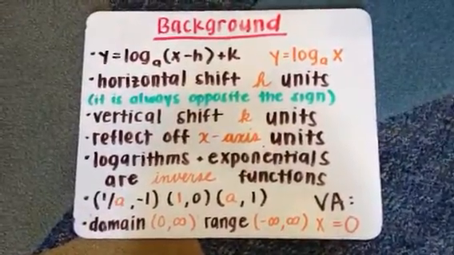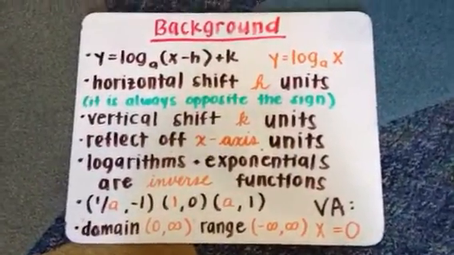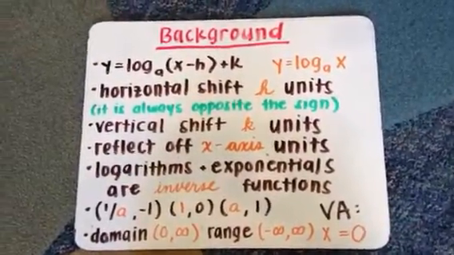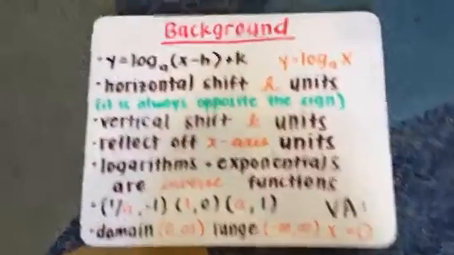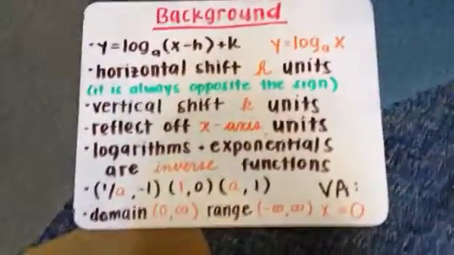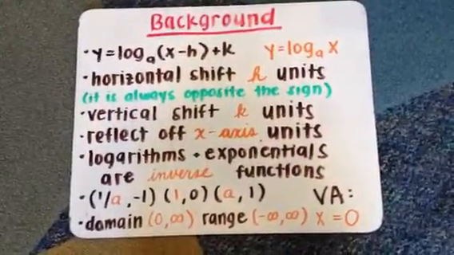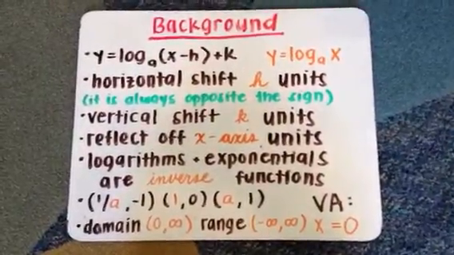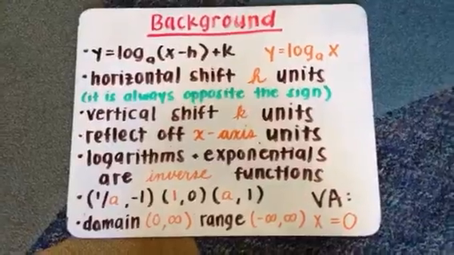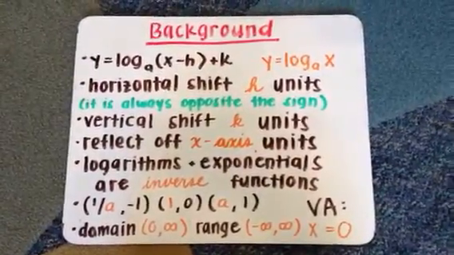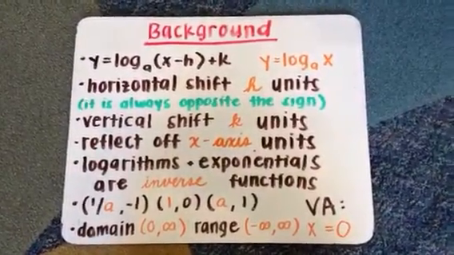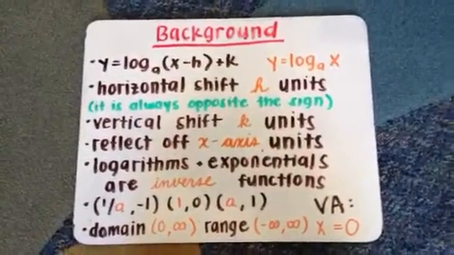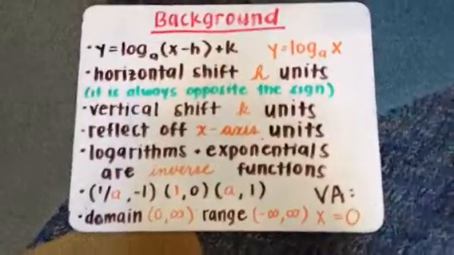Okay, so the log model is y equals log base a times the quantity of x minus h plus k. The base function is y equals log base a times x. The horizontal shifts h units. Remember that it is always the opposite sign for the horizontal shift, and the vertical shifts are k units. Remember that the function reflects the x-axis when it is less than 0, meaning that if there is a negative sign in front of the log, then it will reflect the x-axis.